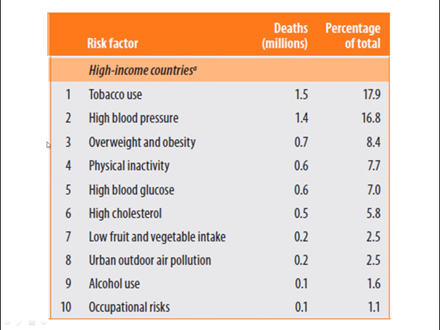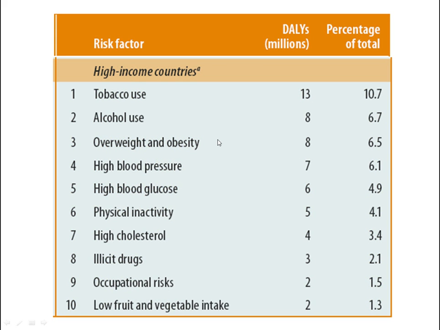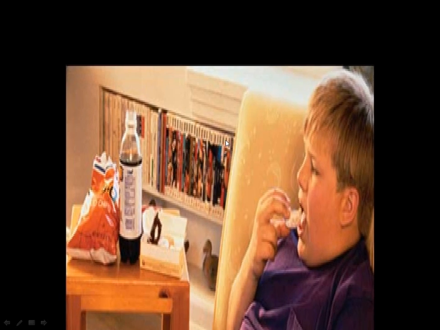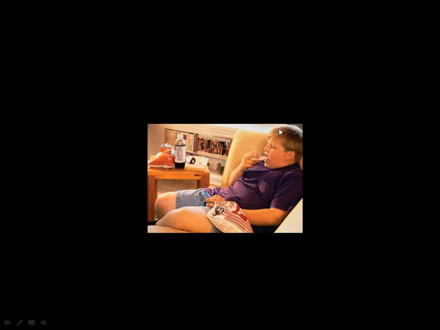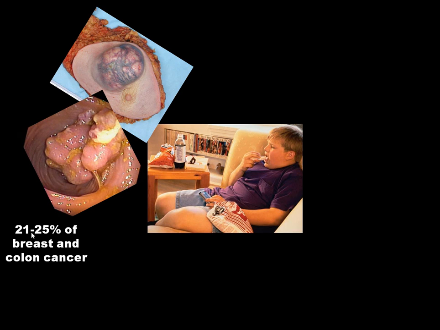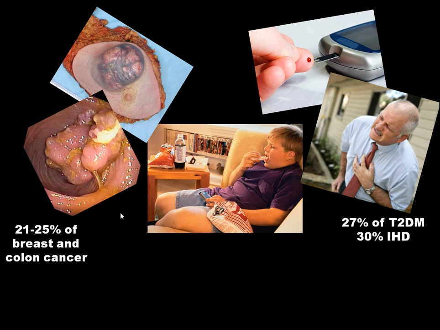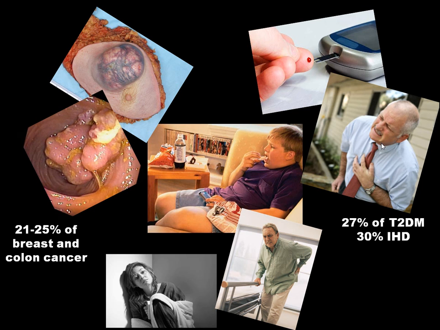So if we just look at those high-income countries alone, the top 6 or even 7 risk factors are those that we've described so far. So let's think about this in a little bit more detail. Physical inactivity is associated with 21 to 25% of breast and colon cancers. It has a high association with type 2 diabetes and ischemic heart disease. There is a strong association with mental health disorders, and it's also associated with musculoskeletal disorders such as back pain.